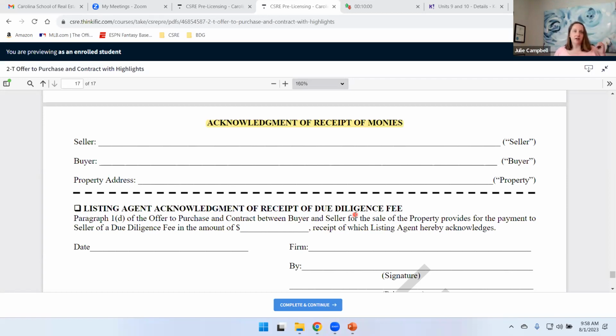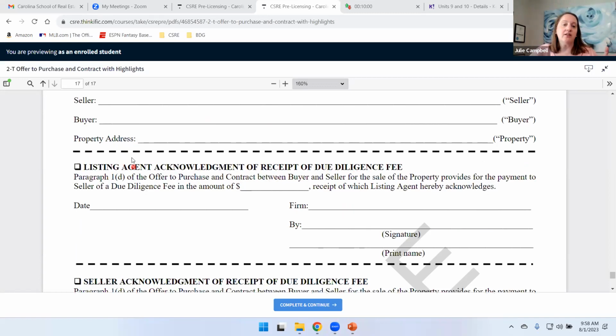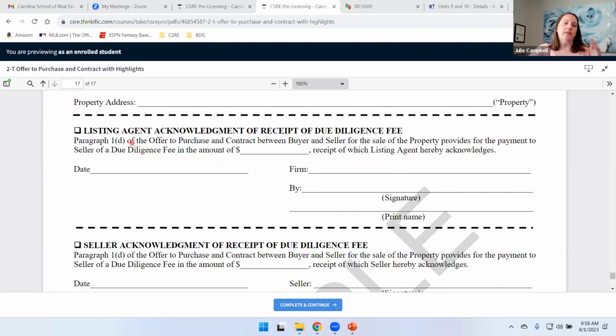Because while you're still carrying it around, you're responsible for it. So you get those checks. You're going to take the due diligence. You're going to deliver the due diligence to the listing agent. When the listing agent gets it, they're going to acknowledge. They're going to sign acknowledging that they have received it.